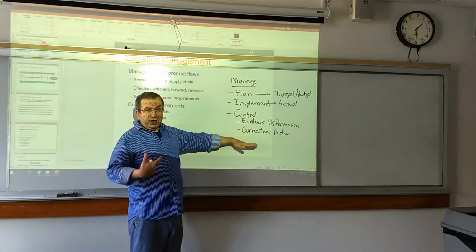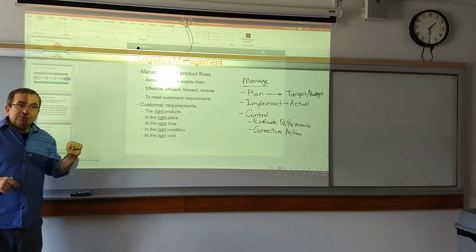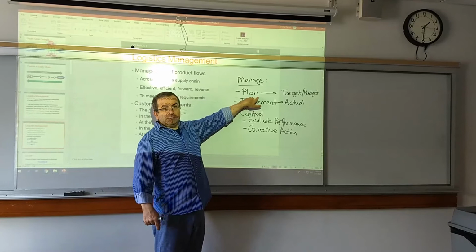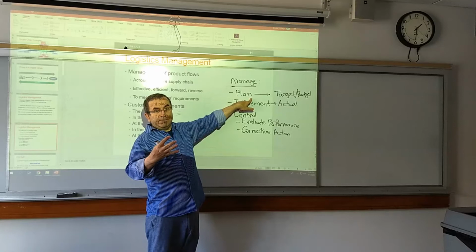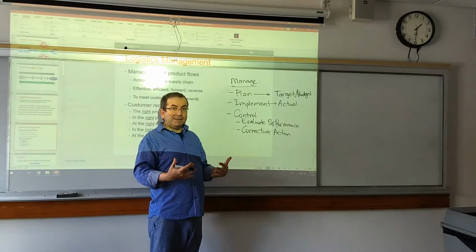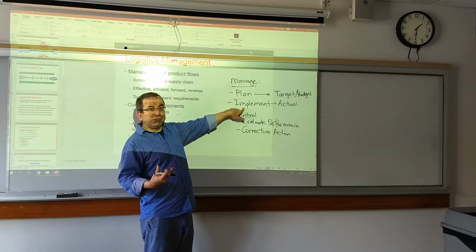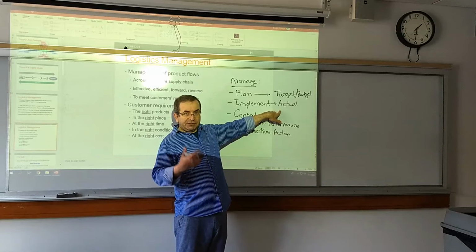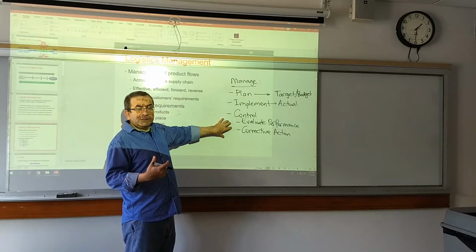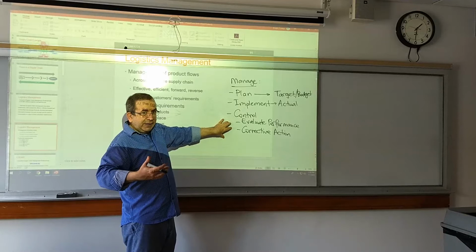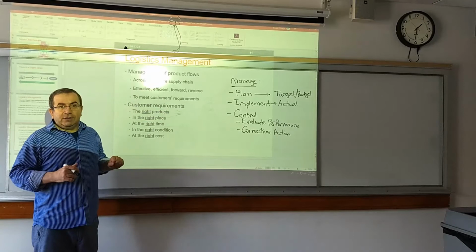Now, how are these applied to product flows? In the case of a supply chain, you plan your product flows: what to ship, where to ship, how much to ship, when to ship, etc. So these are your goals. You want to satisfy customer demand, okay? And then comes the actual execution of your plans, and that will give you actual results. This is your actual performance. And then you evaluate: have we met our goals? Have we fallen short? Do we need to take any corrective action? Okay, so this is what it means to manage product flows.